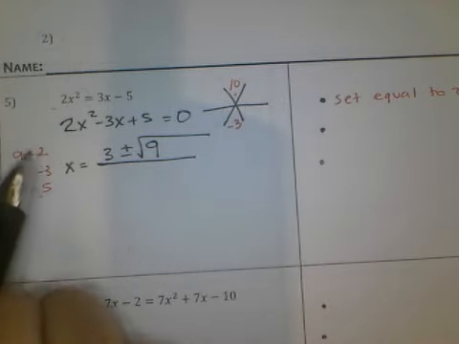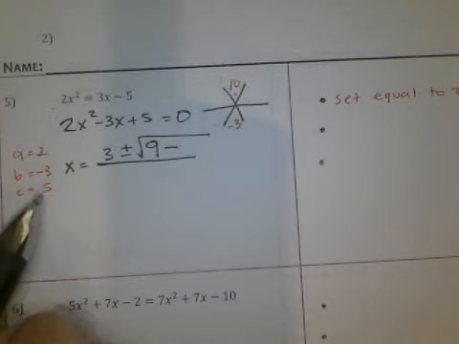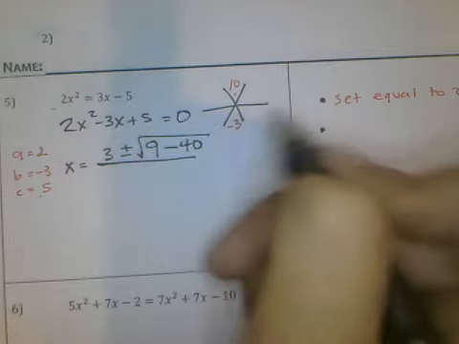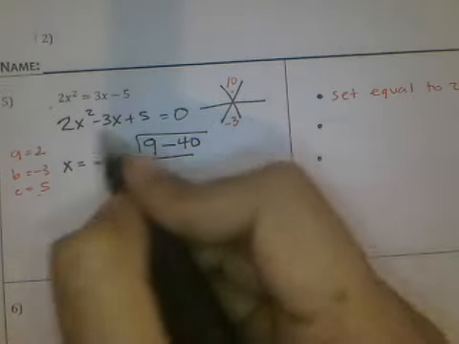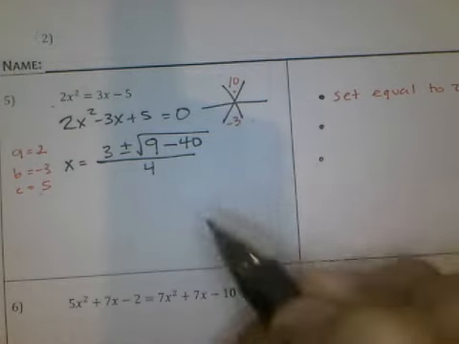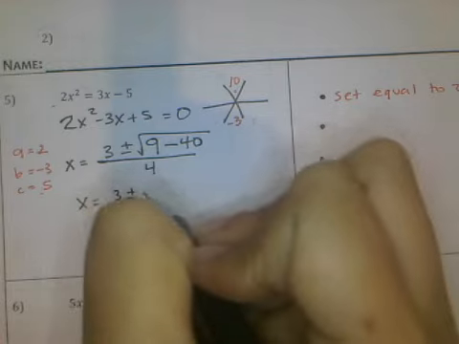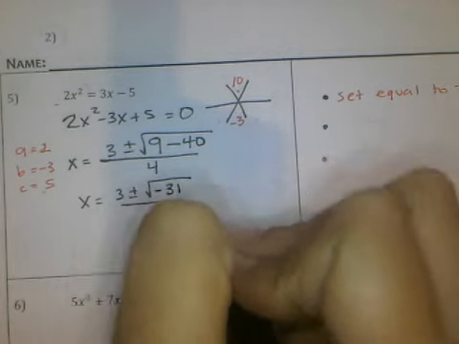Negative times a positive means my answer is going to be negative. 4 times 2 times 5 would be 8 times 5, which is 40. And on the bottom you have 2a, which is just 4. Notice how little work it is if you think about it in those 4 steps. You do need to simplify. So we get 3 plus or minus the square root of negative 31 over 4.